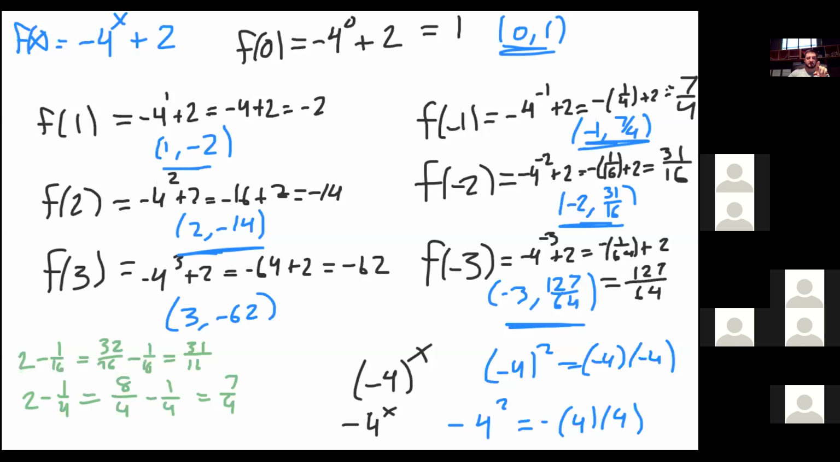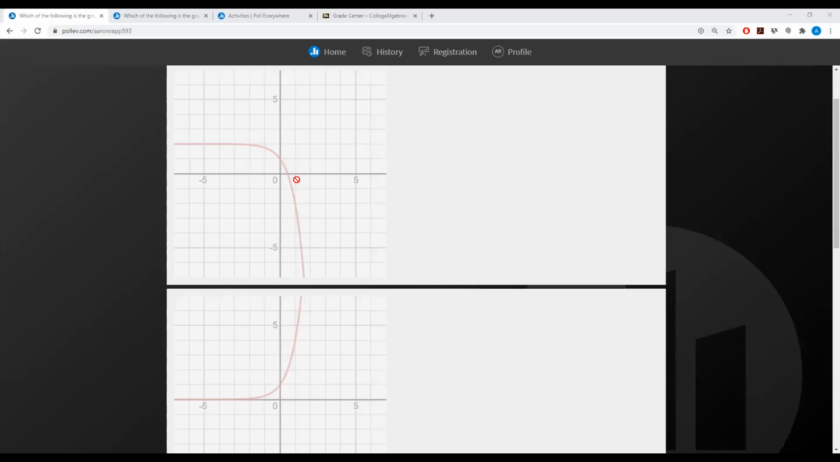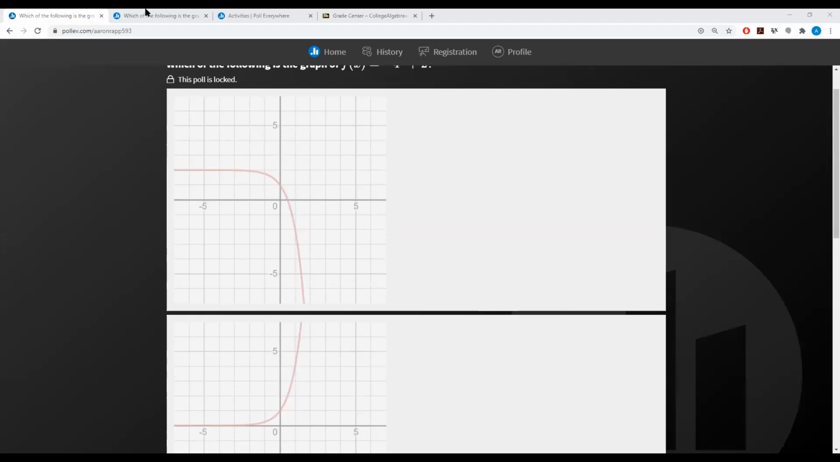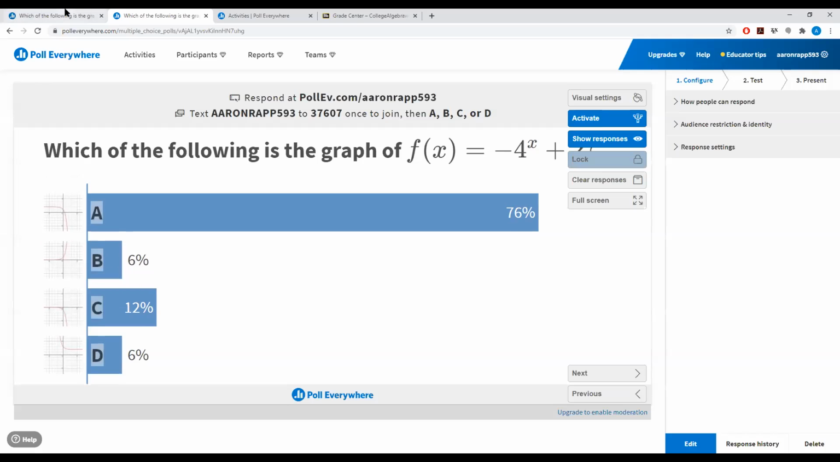I'm going to just save the screen for a second in case people are writing. All right. So it's a little blurry. Let's unlock so we get better graphs.